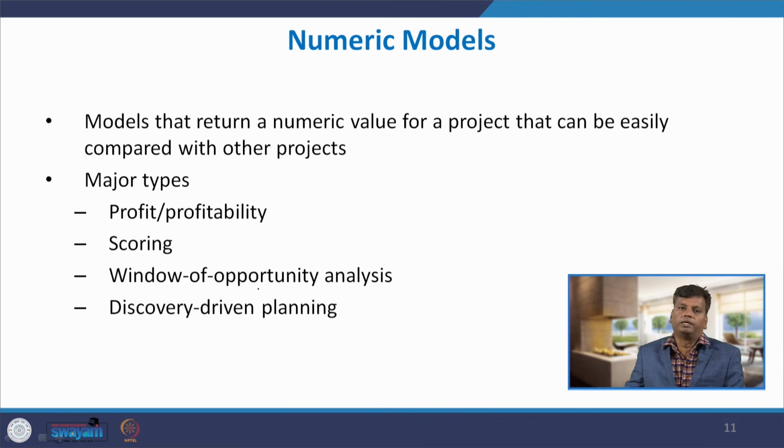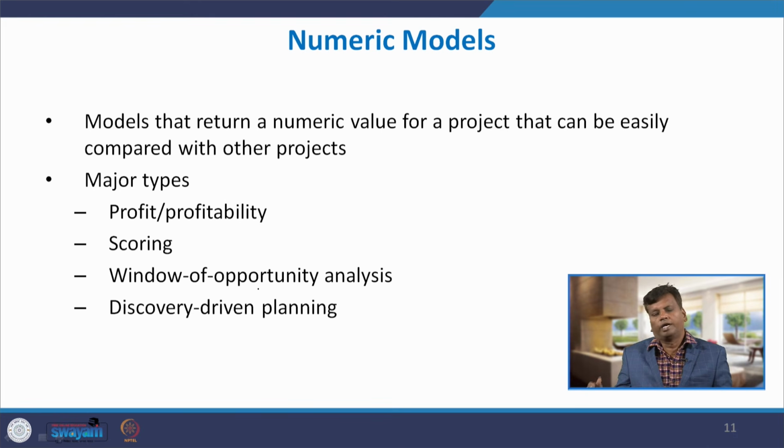So far we have seen non-numeric models. Now, we will see the numeric models. What are numeric models? Models that return a numeric value for a project that can be easily compared with other projects. Suppose we have two projects, we will get some numerical value for project 1 and project 2. Based on that numeric value, we will choose the project. So, this method is called numeric models.